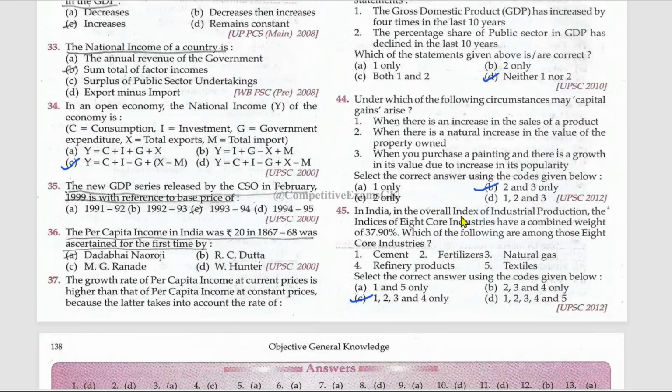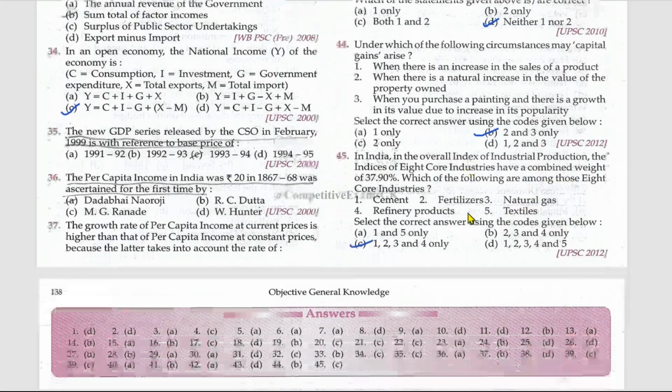In India, in the overall index of industrial production, the indices of 8 core industries have a combined weight of 37.90%. Which of the following are among those 8 core industries? Cement, fertilizers, natural gas, and refined products. These four are included. Textiles is not included. Mention in the comments what the 8 core industries are. Mention those 8 names in the comments.